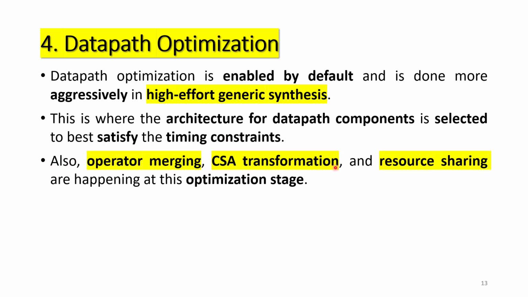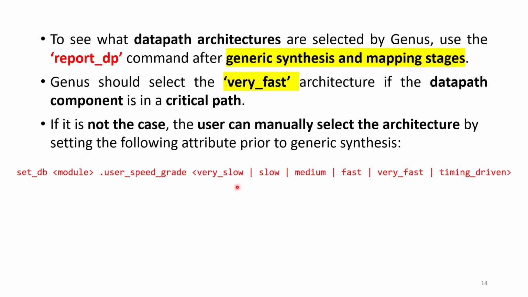So these three things will get performed during data path optimization. That is operator merging, CSA transformation, that is carry save adder transformation, and resource sharing, which happen at this optimization stage. So remember this one. Here, depending upon the effort level, data path optimization will be performed.